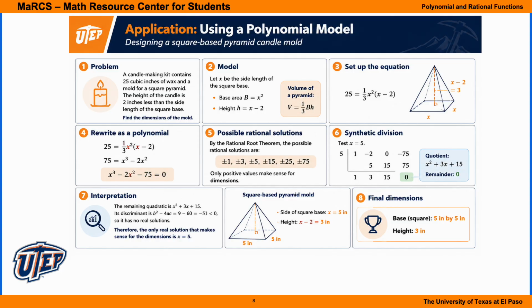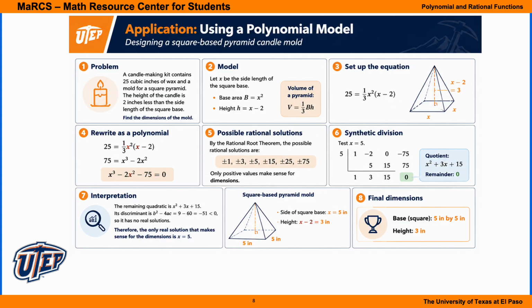so negative 2 plus 5 is equal to 3. 3 times 5 is 15, so 0 plus 15 is 15. 15 times 5 is equal to 75, so negative 75 plus 75 is equal to 0. So our quotient is x squared plus 3x plus 15 with a remainder of 0. So the remaining quadratic is x squared plus 3x plus 15.